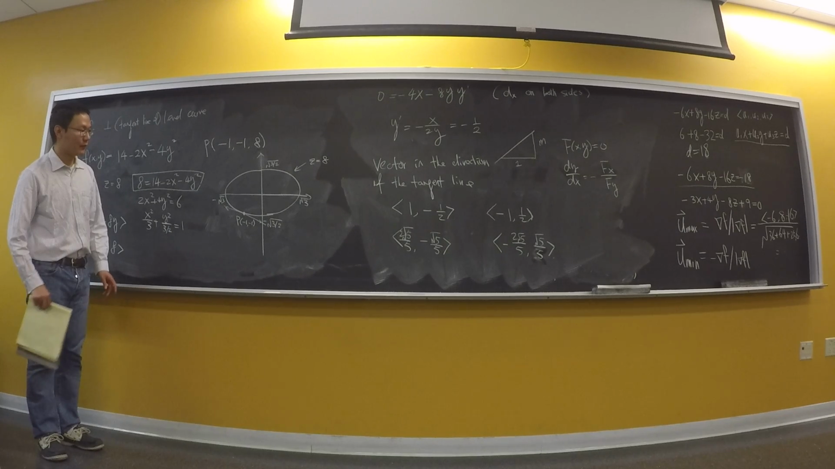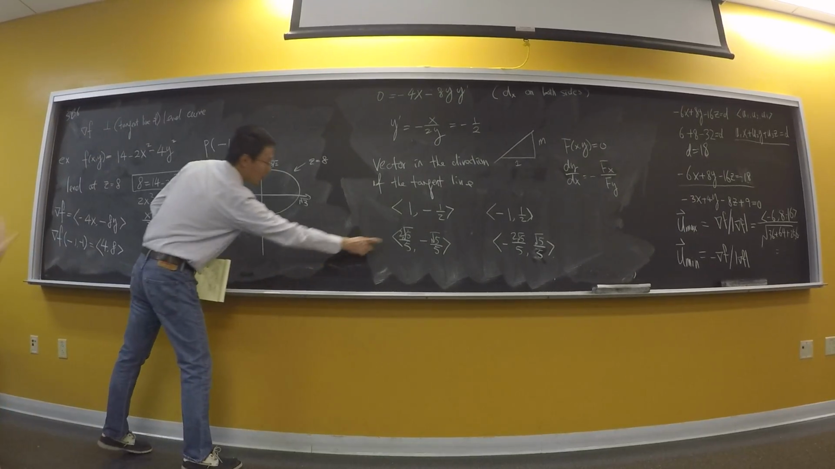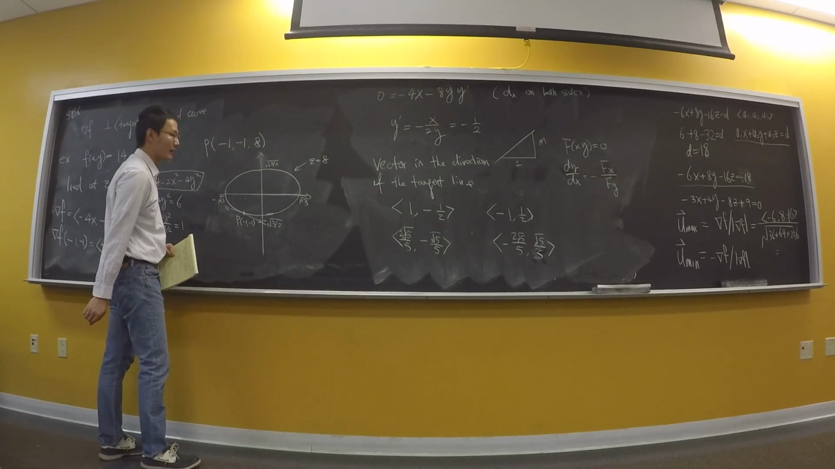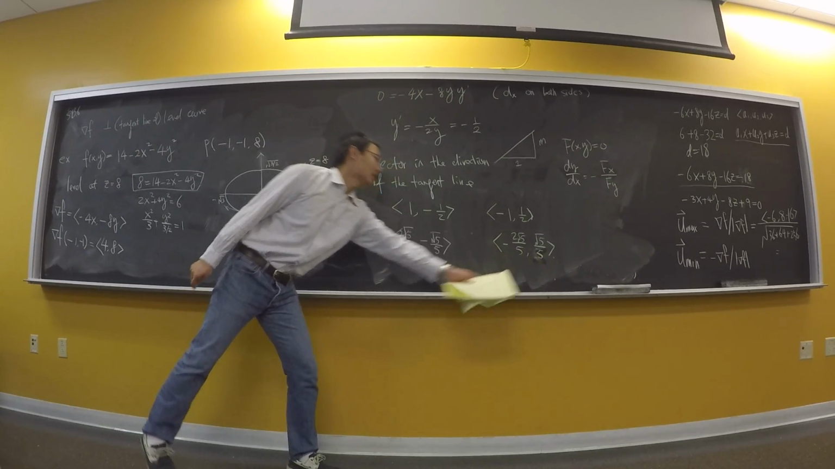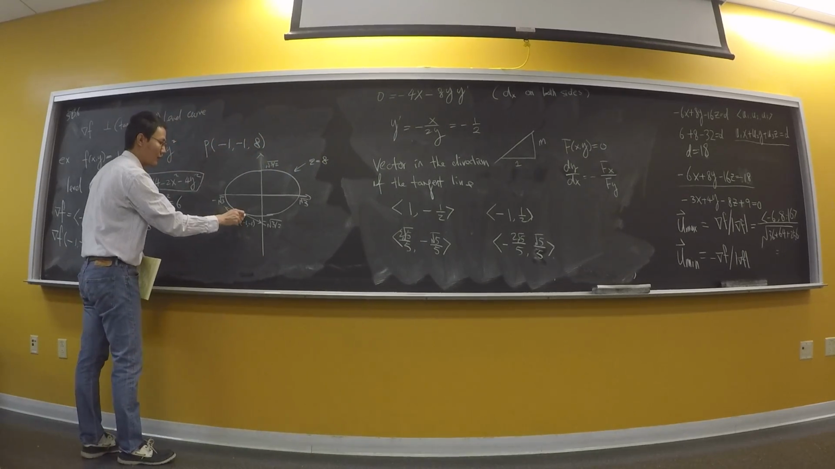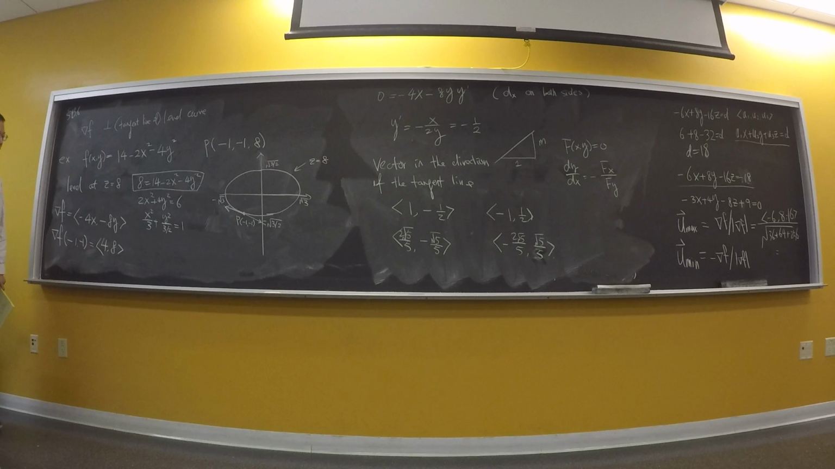Okay? In fact, let's see. This is the vector right here. Okay? X positive, y negative. So it's pointing in this direction. This vector, x negative, y positive, is going to be pointing to the opposite direction right here. So there are two vectors which are tangent to the curve right here.